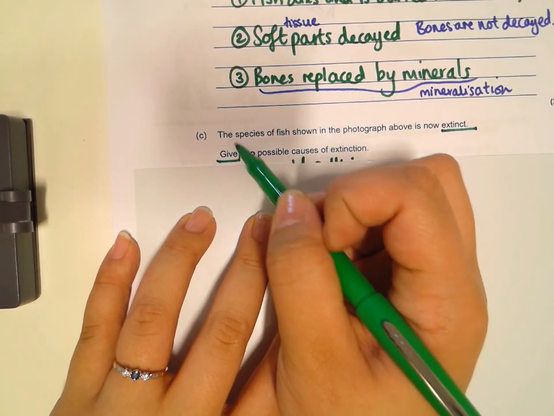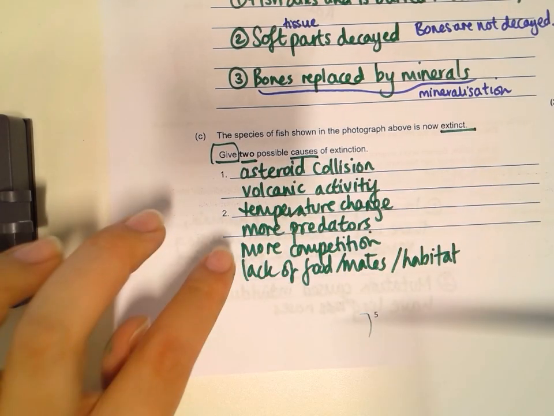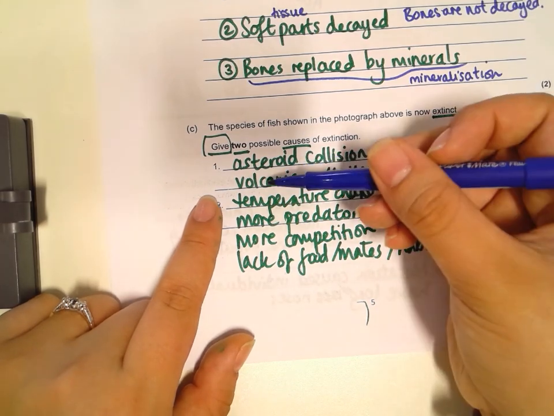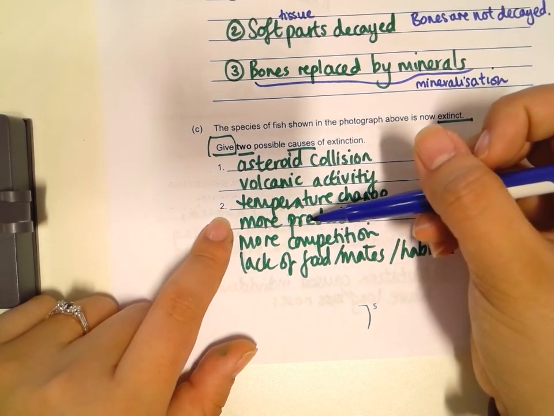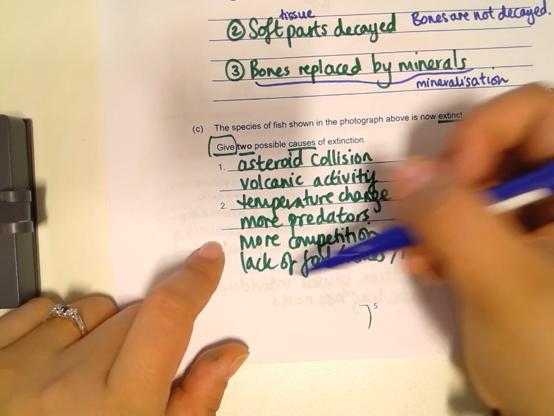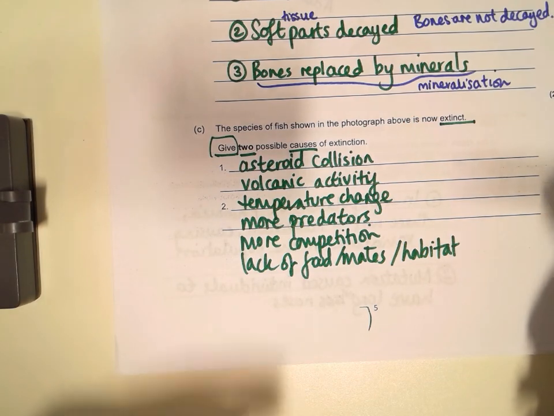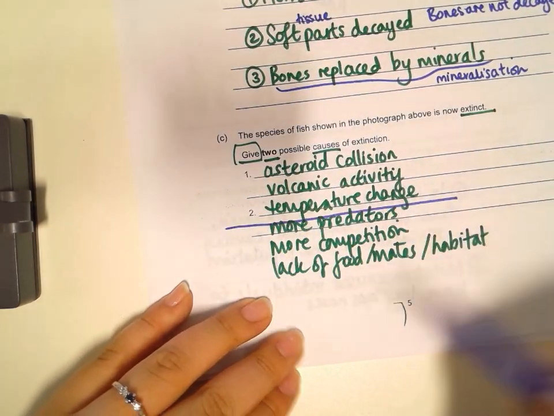Give 2 possible causes of extinction. Same questions before, and I have lots of answers that you could have given. As I said, you have the asteroid, volcanic activity, temperature change. All of these are physical, whereas more predators, more competition, a lack of food or mates or habitat are more biological. So my suggestion, you choose one from the 2 lists there, and that is worth 2 marks.